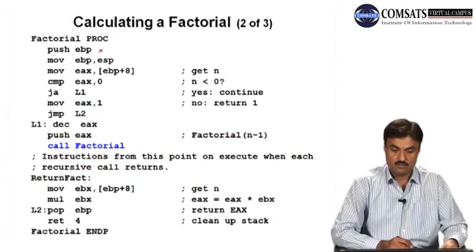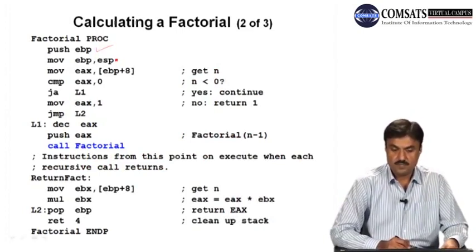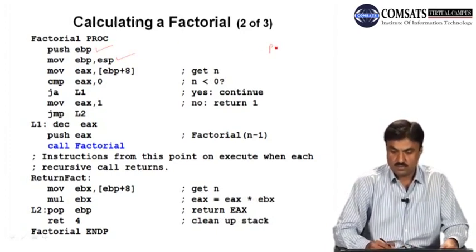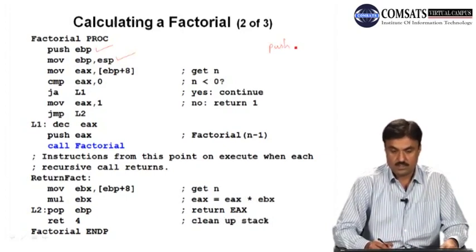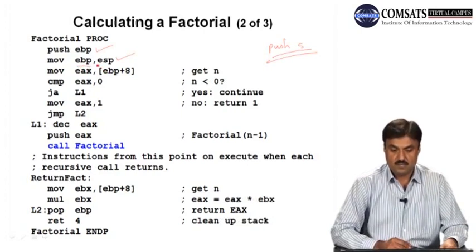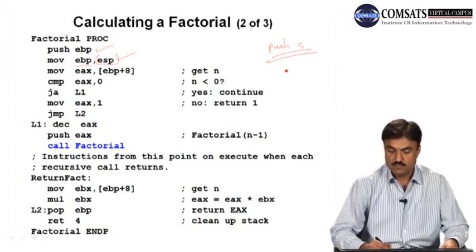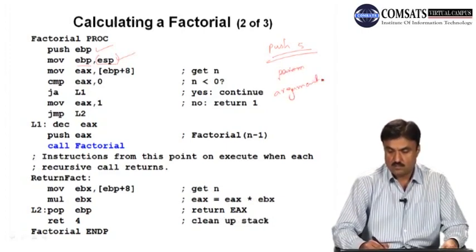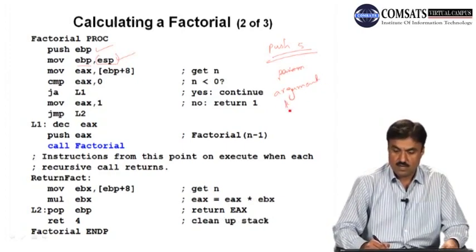Now here you can see the factorial function. We have the EBP, and whatever the factorial value is, we will push this value onto the stack before calling the factorial function. So we push a value, for example 5. This EBP is going to point out, as we have learned in our previous lecture, the argument passing by reference, or by value.